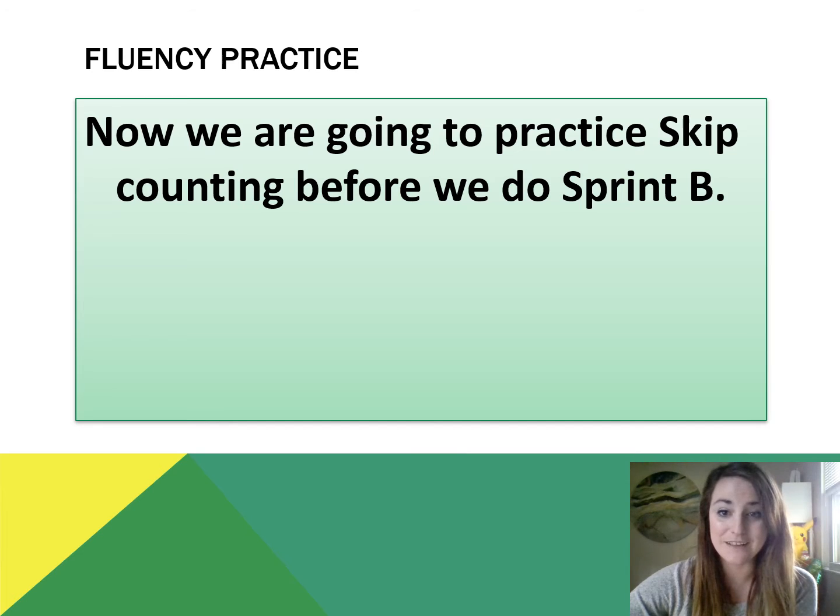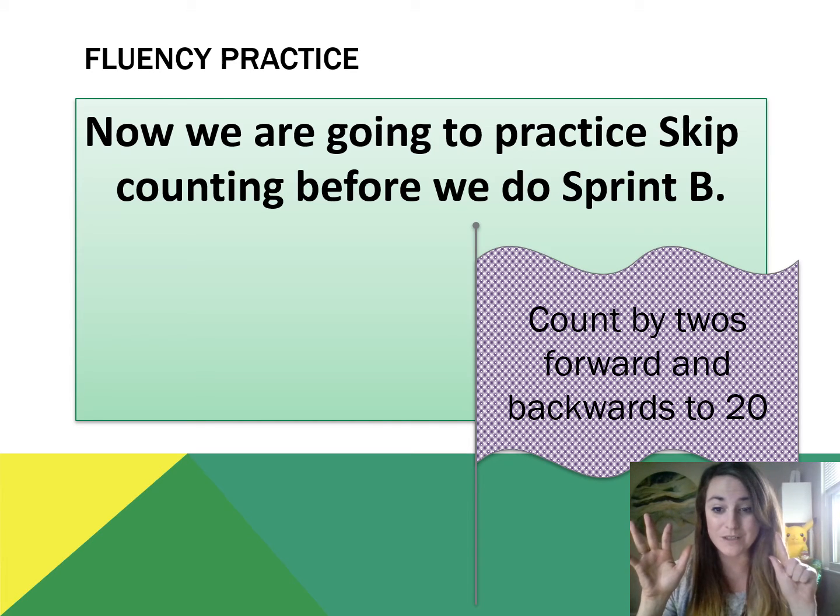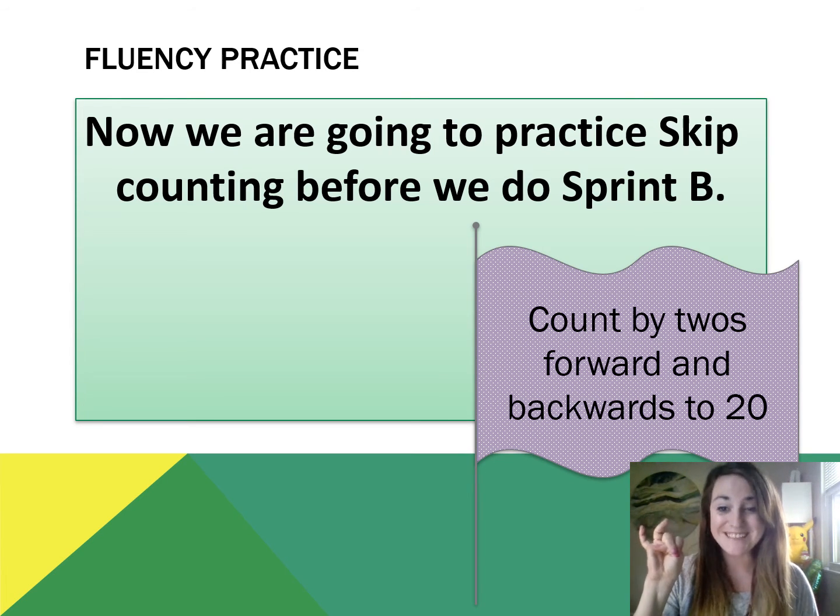Let's stop there. Now we are going to practice skip counting before we do sprint B. Let's wiggle it out, bring it close, count by twos forward and backwards to 20. Let's go. 2, 4, 6, 8, 10, 12, 14, 16, 18, 20. Bring it down. 20, 18, 16, 14, 12, 10, 8, 6, 4, 2, and 0.